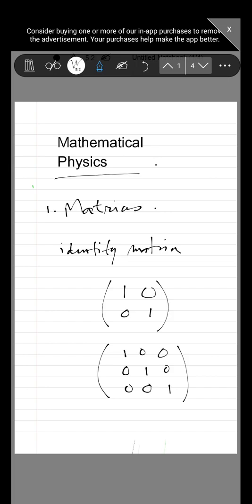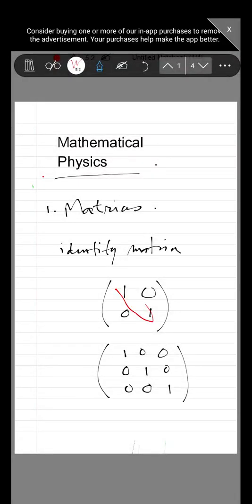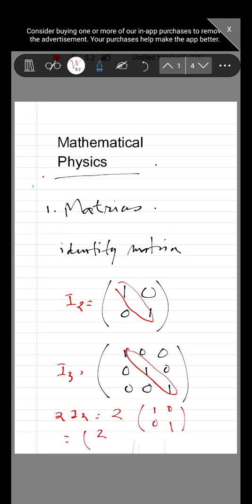You will see the diagonal elements are always equal to 1 or multiples of 1. Maybe we consider this as I2, and if it is I3, so it can also be 2I2. It means 2 into 1 0 0 1, and it is equal to 2 0 0 2. So twice of this identity matrix. So the non-diagonal elements are always equal to 0.